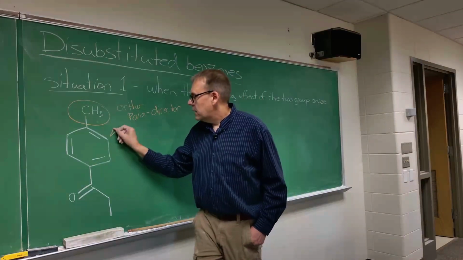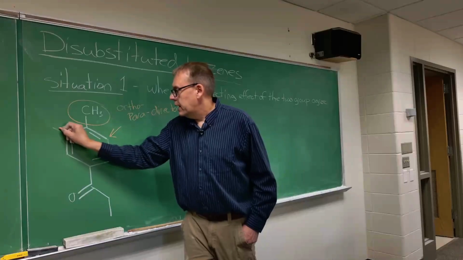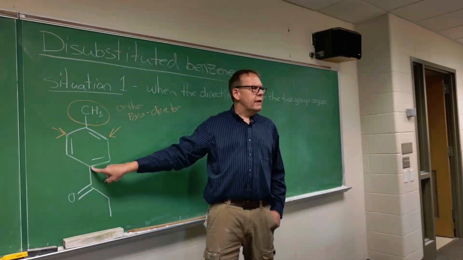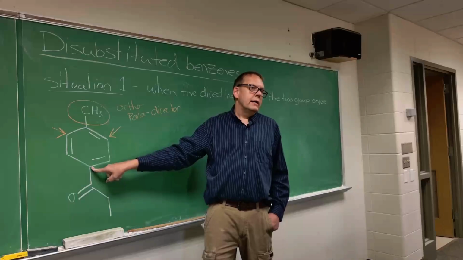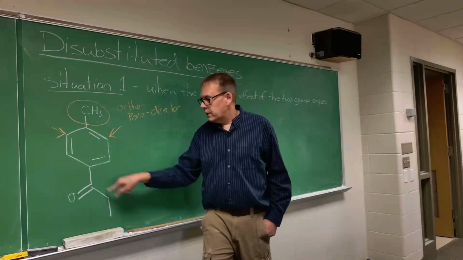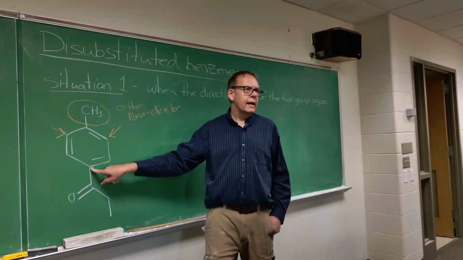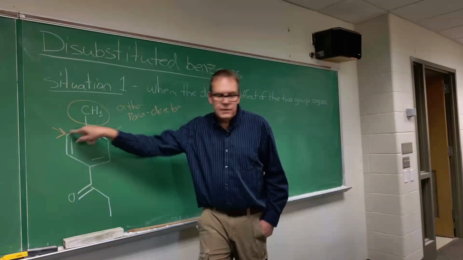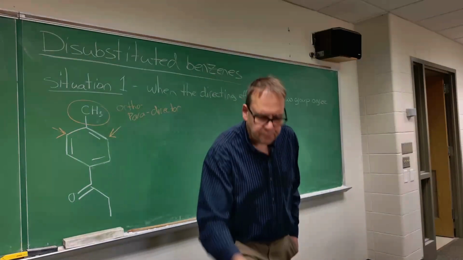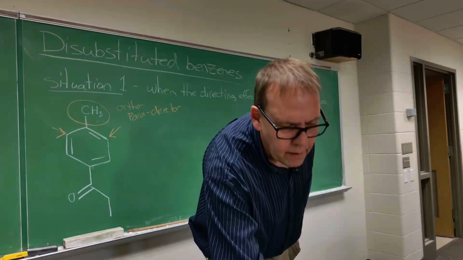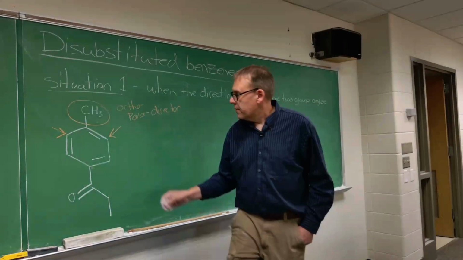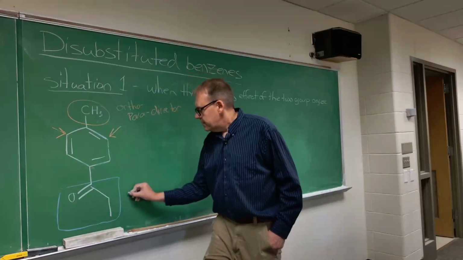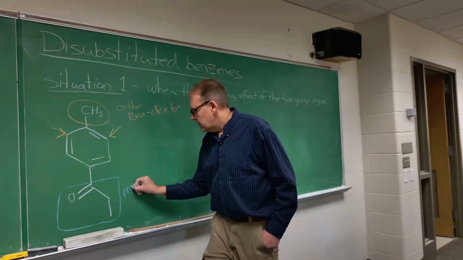So it's going to want the reaction to happen here and here. Those are the ortho positions. The para position, if it weren't occupied, would be a spot it would want to activate. But since there's already a group there, it can't add another one. So basically, the methyl group wants the reaction to happen at these 2 spots. Now, what about this group right here? I'll do that in blue chalk. This is a meta director.